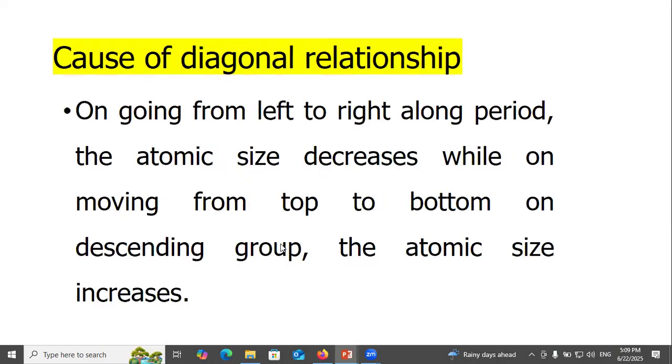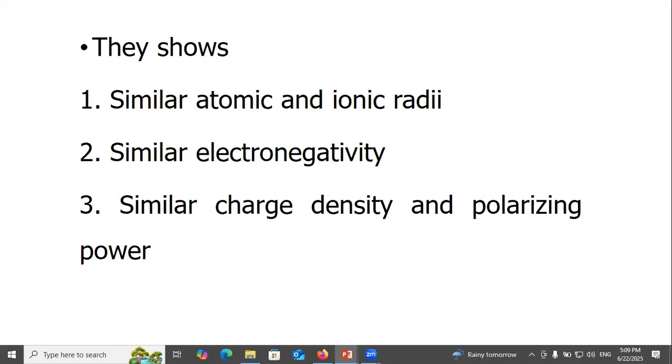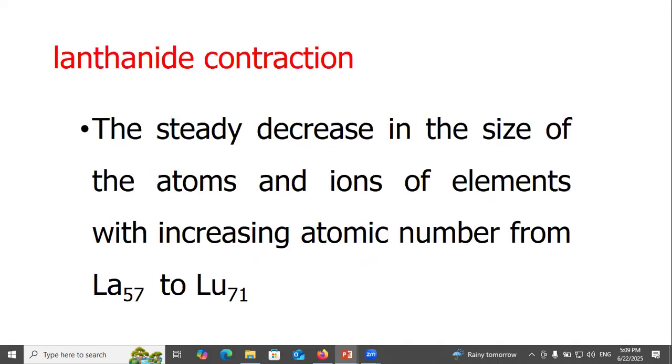Cause of the diagonal relationship: on going from left to right along the period, the atomic size decreases, while on moving from top to bottom down the group, the atomic size increases. However, on moving diagonally from one element to another, these two effects cancel each other. That is, the atomic size of diagonal pair elements remains almost constant. This shows similar atomic and ionic radii, similar electronegativity, and similar charge density and polarizing power.